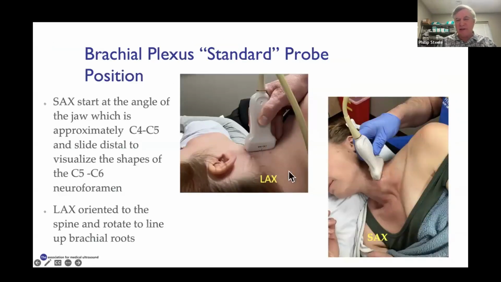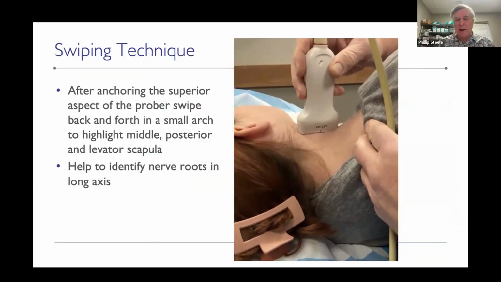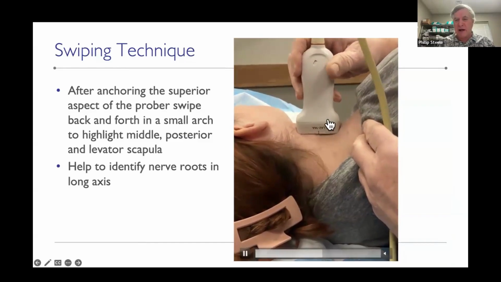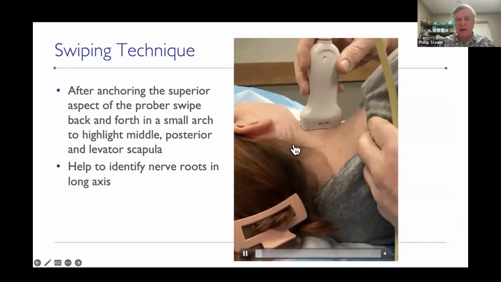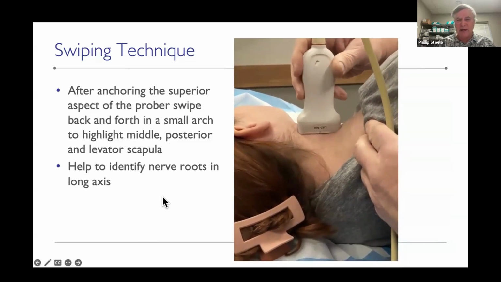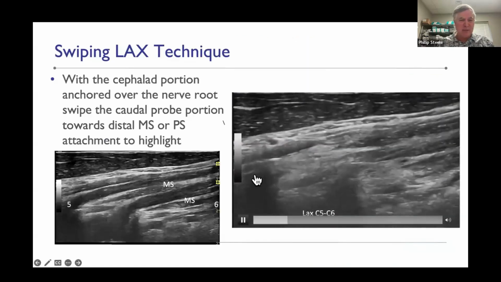Our standard projection is long axis and short axis, realizing that if your probe is a little too anterior or a little too posterior, the anterior and posterior tubercle may have a slight change in their look, and so you need to be careful to be truly short axis. I do a lot of swiping technique. My fingers are held out of the way, but the whole idea is that you can highlight nerves in the brachial plexus by using swiping technique for this. And this is an example of that.